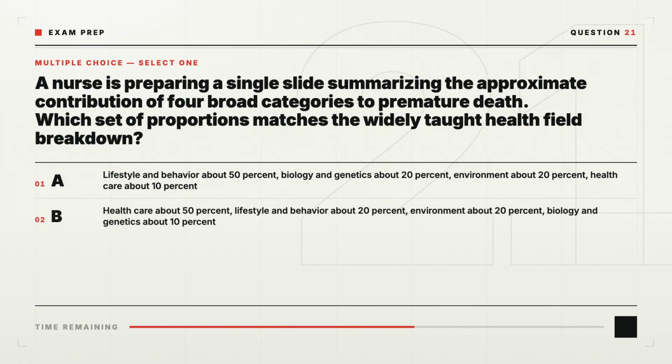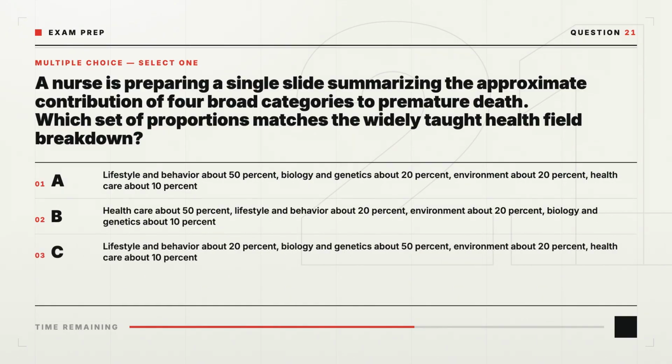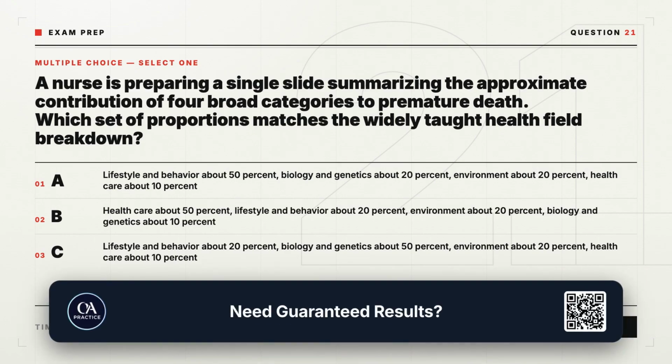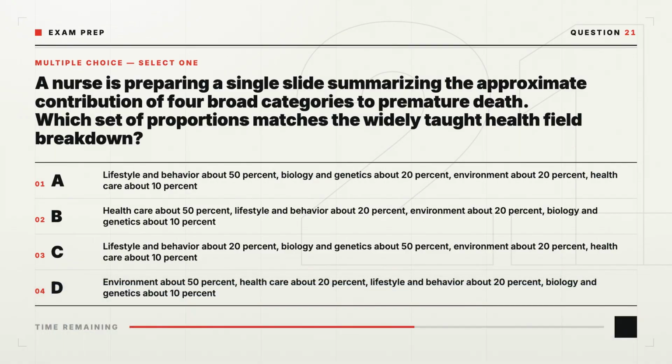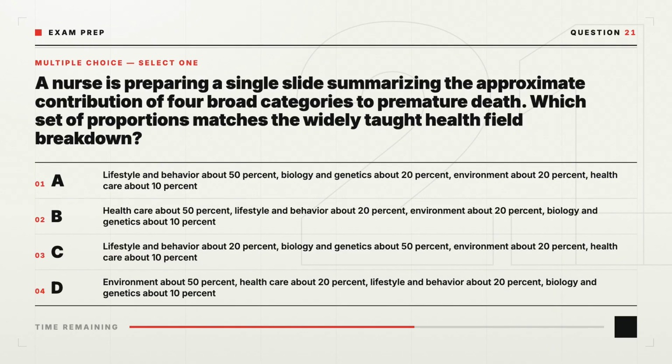B. Healthcare about 50%, lifestyle and behavior about 20%, environment about 20%, biology and genetics about 10%. C. Lifestyle and behavior about 20%, biology and genetics about 50%, environment about 20%, healthcare about 10%. D. Environment about 50%, healthcare about 20%, lifestyle and behavior about 20%, biology and genetics about 10%. Pick one. Trust your gut. Here's your chance to test yourself.